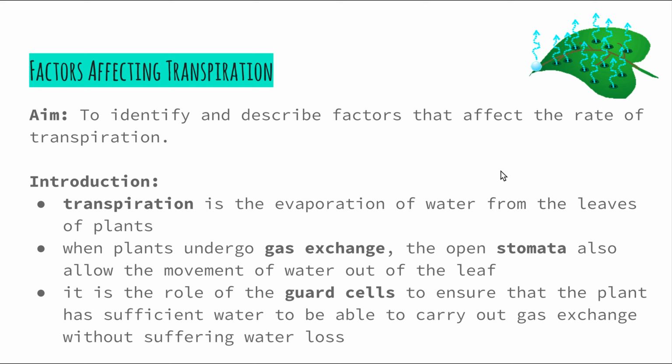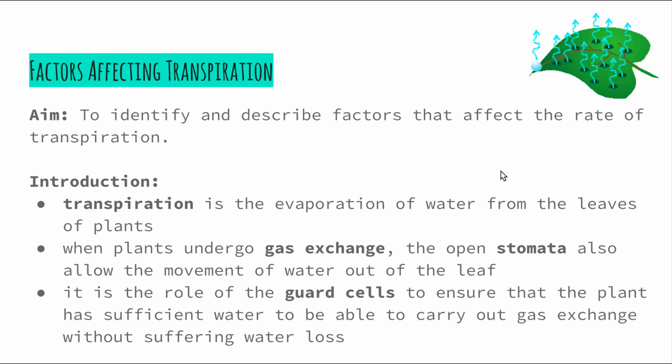So just a bit of an introduction, just to get us up to speed, all on the same page on where we're headed. Transpiration is the evaporation of water from the leaves of plants. Obviously evaporation is the changing of liquid to a gas. So this is exactly the same, but it has to be from the leaves of plants. So when plants undergo gas exchange, as we know, we've talked about the stomata opening. So when the stomata opens to allow gas exchange to take place, we've already mentioned that the issue that takes place is water also moves out of the leaf.